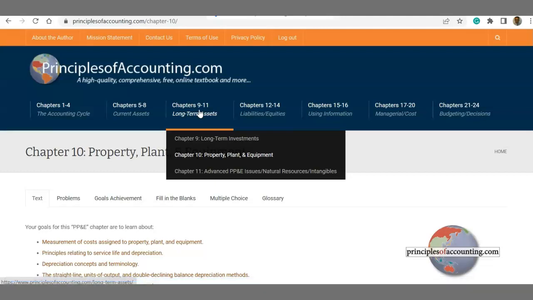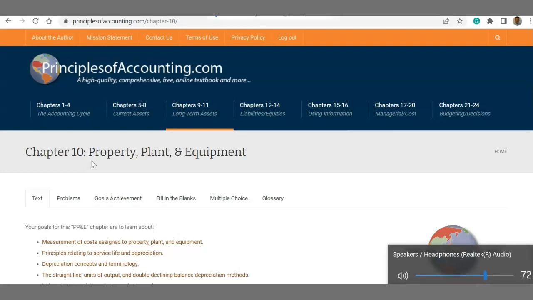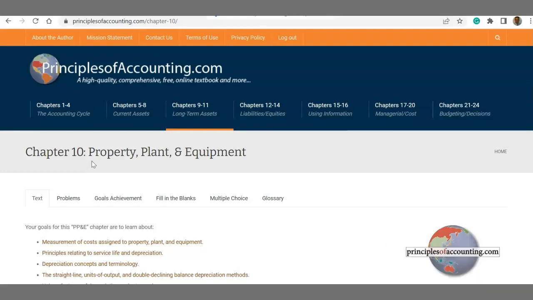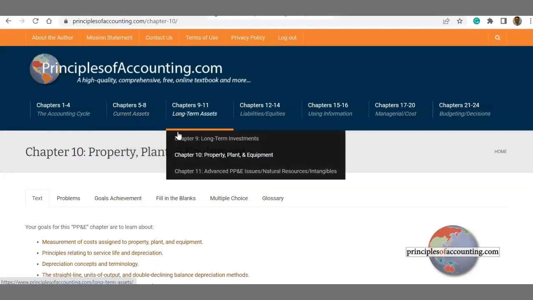Let's go to chapter 10. Remember I said in your classified balance sheet, the first one was current assets, which we already covered previously. Chapters 5 through 8, we covered current assets. In chapter 9 was long-term investments, the second category of the classified balance sheet.